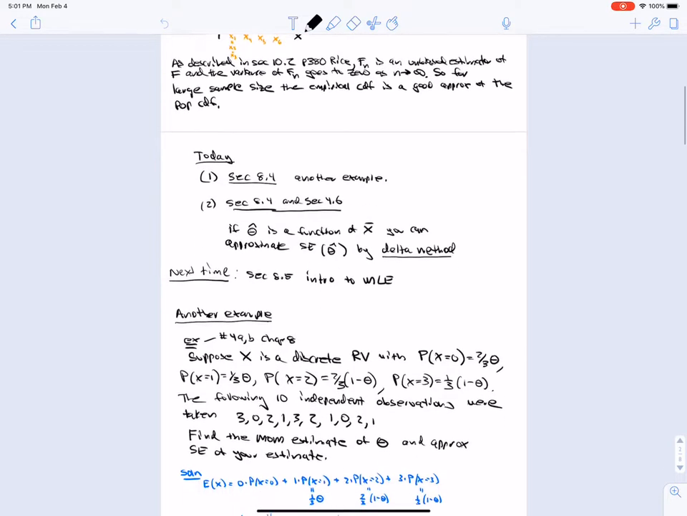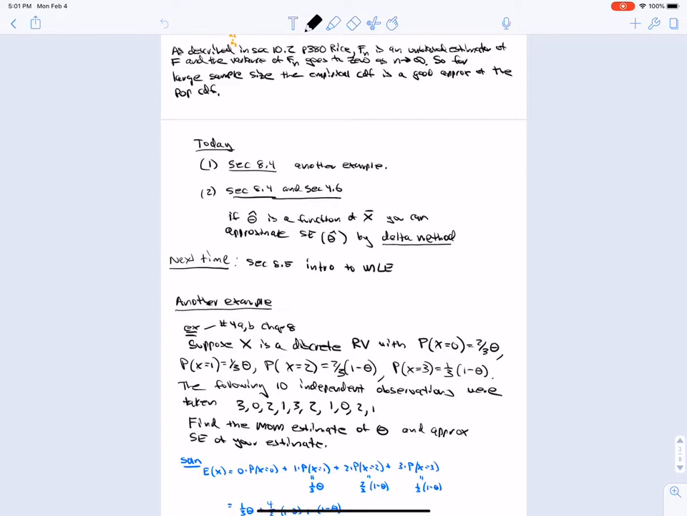So today we're going to do another MOM calculation and calculate the SE of the MOM estimator, and then we'll look at a situation where we need the delta method to calculate the SE. We didn't have time to start MLE today. We'll do that next time.